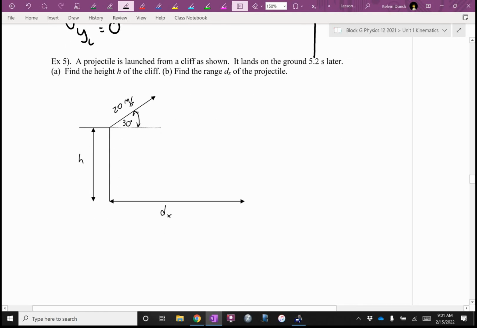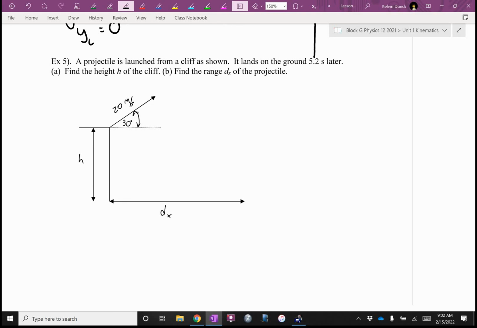Example 5. A projectile is launched from a cliff as shown. It lands on the ground in 5.2 seconds. They gave me time. This question's going to fall apart, I'll tell you that right now. Because up until now, what have we spent most of our time finding? Time. If they give me the time, now you'll have something that goes in both columns.